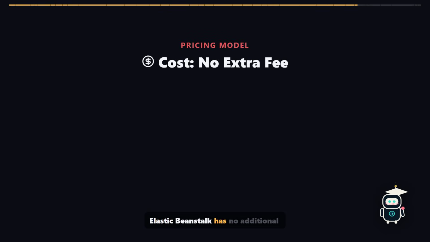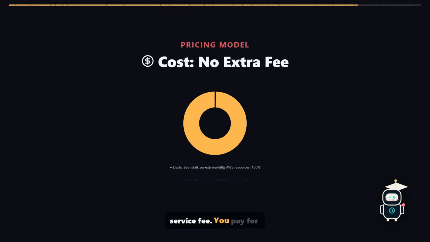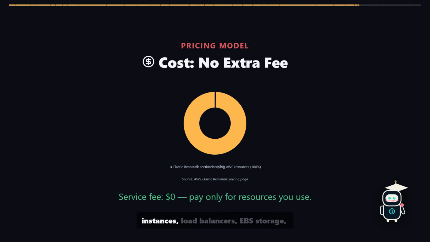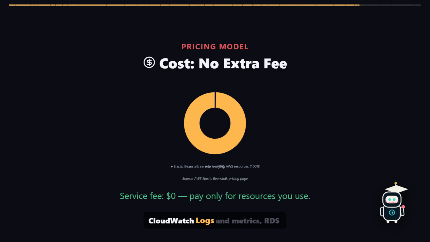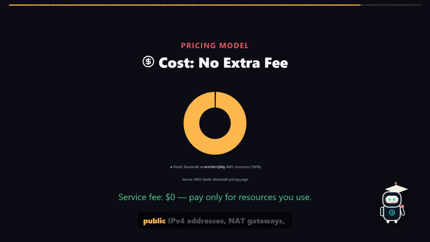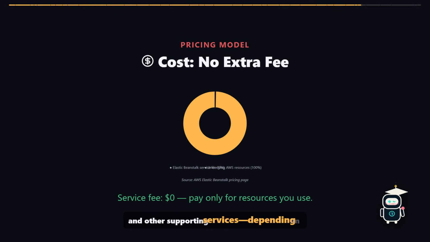Elastic Beanstalk has no additional service fee. You pay for the AWS resources your application consumes. That can include EC2 instances, load balancers, EBS storage, CloudWatch logs and metrics, RDS databases, S3 storage, data transfer, public IPv4 addresses, NAT gateways, and other supporting services, depending on your architecture.